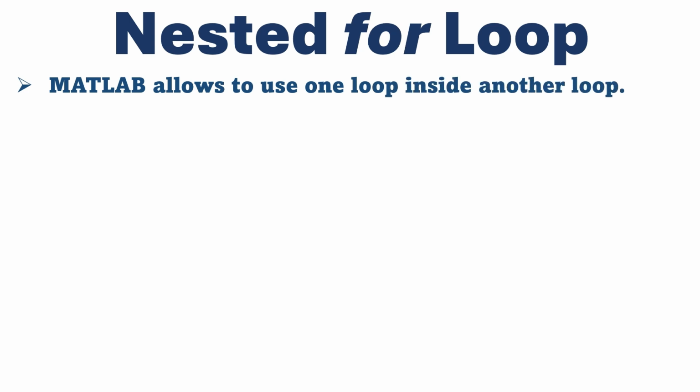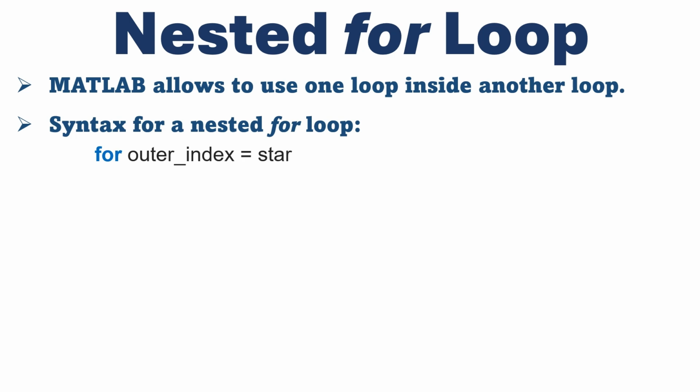Now time for the nested for loop. MATLAB allows you to use one loop inside another loop, and that is called nesting of loops. The syntax for the nested for loop is very simple, and here is the syntax. We start with the keyword for, and I'm setting the outer index. Why outer index? Because this is my first for loop, which is the outer of the inner for loop. Then I'll state the start value and the end value. And next is my inner for loop.